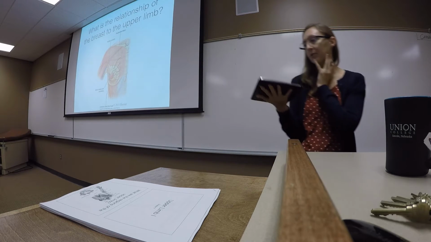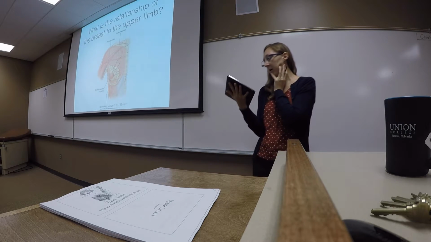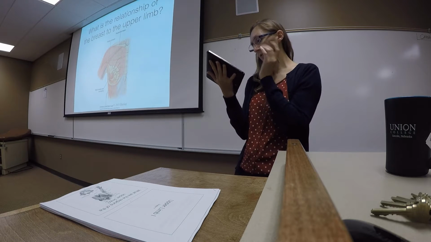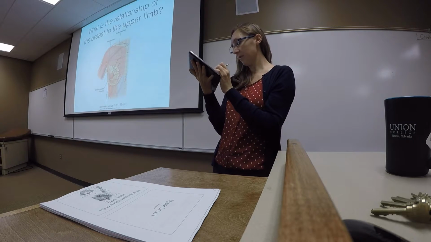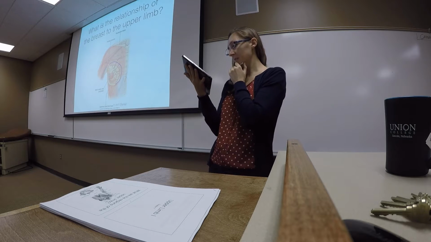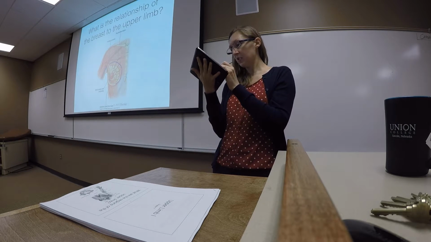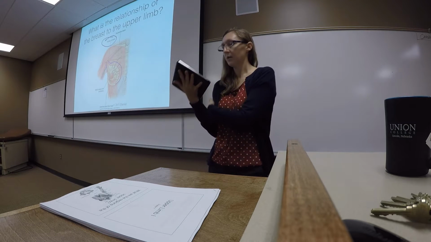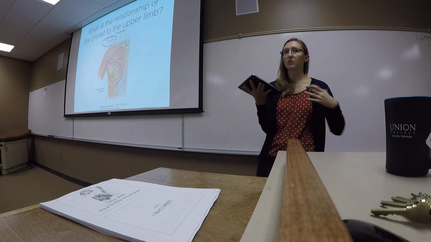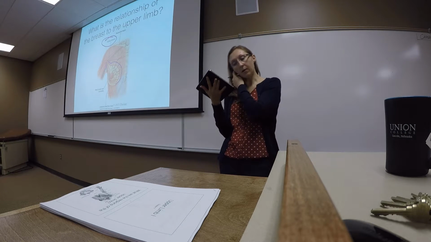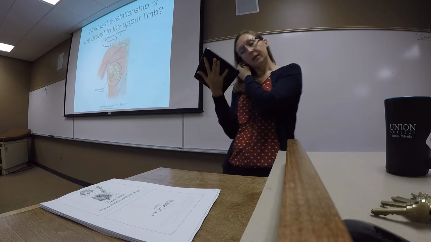All right, so relationship of the breast to the upper limb. Remember, the breast sits on top of the superficial fascia in the pectoral region, but we have this extension of the breast, the axillary process, that moves into the axilla. So actually moving into the regions of the upper limb.